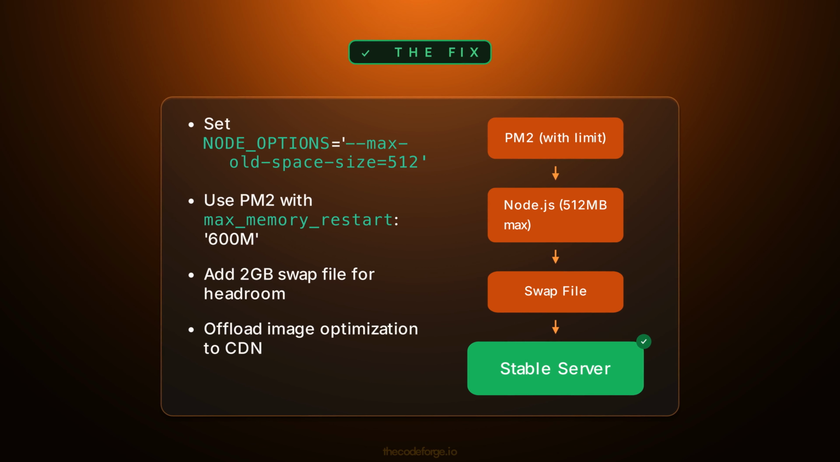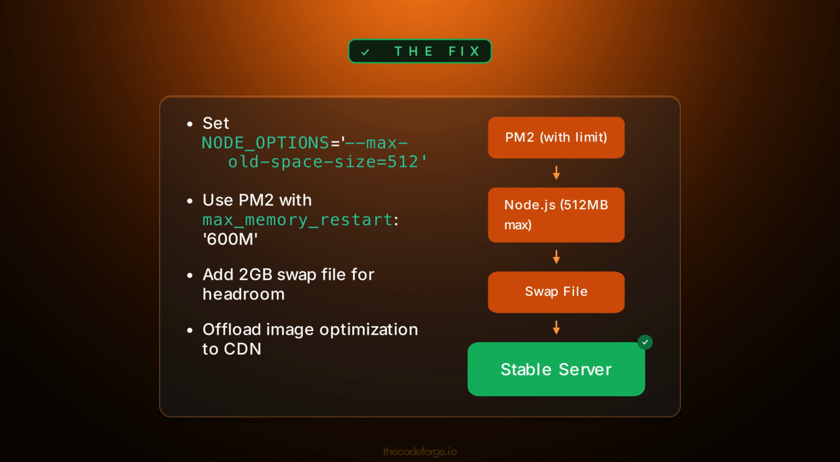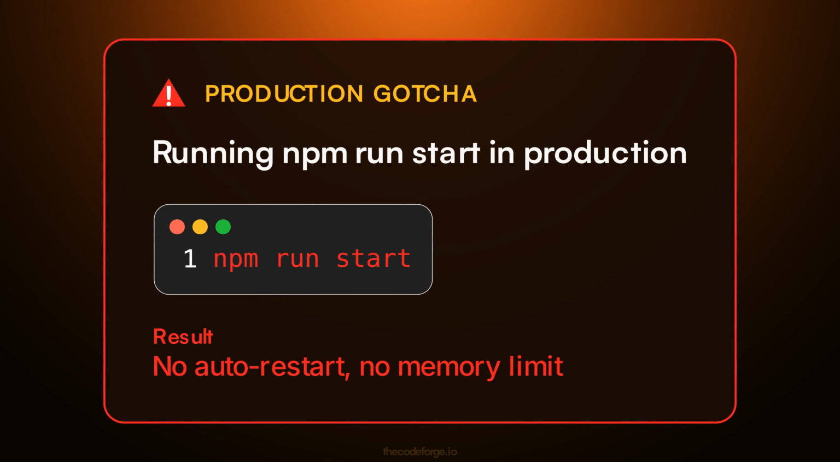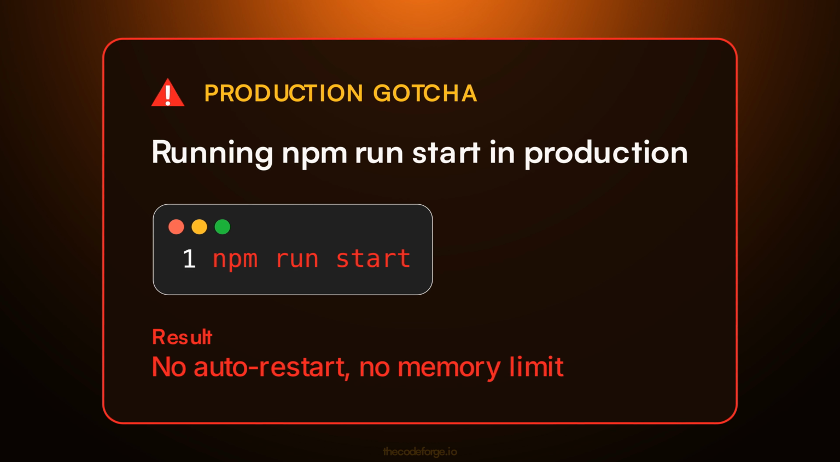Cap Node's heap at 512 MB with node options, use PM2 to auto-restart on crash, and add a swap file. This prevents the OOM killer and ensures the app recovers automatically. npm run start is not a production command. It has no auto-restart, no memory limits, and no logging. Use PM2 or Docker instead.